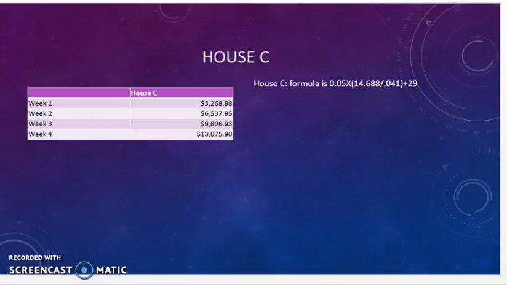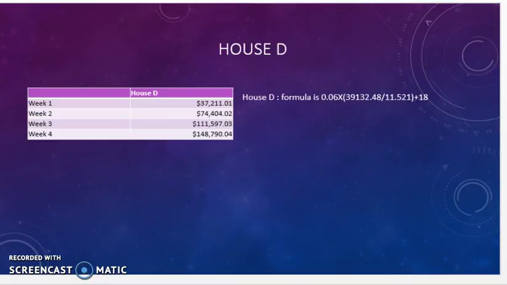House C, we use the formula 0.05x times 14.688 divided by 0.041 plus 29. House D, we use the formula 0.06x times 39132.48 divided by 11.521 plus 18.